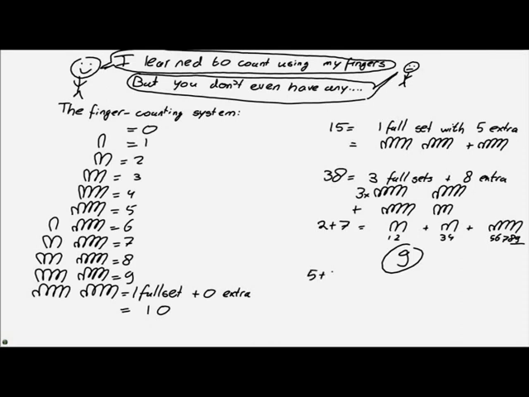5 plus 7, well, it's no different. Drawing the fingers, we can see that we get one full set with 2 left over. 1, 2, 12. 12 fingers in total.